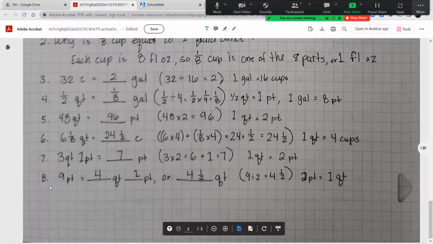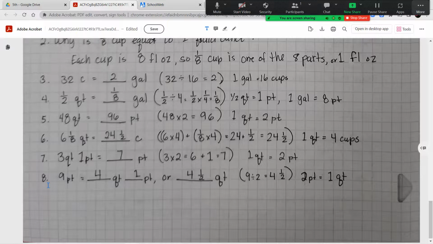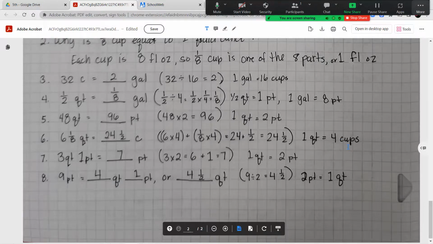Next, I have 6 1/8. So 6 1/8 quart is equal to how many cups? Now, this I did in parts. So I know that 1 quart is equal to 4 cups. So I did 6 times 4, and then I was going to add to it 1/8 times 4. So I took my 6 1/8 and I split it up so I could find partial products first. That made it a bit easier for me. So 6 times 4 was 24. 1/8 times 4 is 1/2. So that left me with 24 1/2 cups. So 6 1/8 quart gave me 24 1/2 cups.